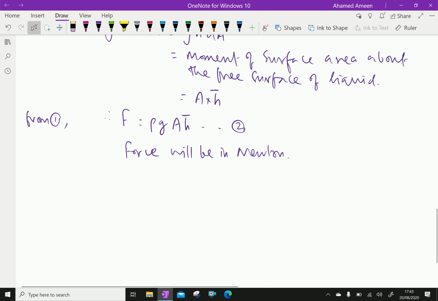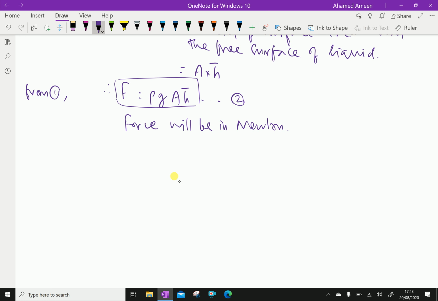Now we will calculate the center of pressure. Next is the center of pressure.